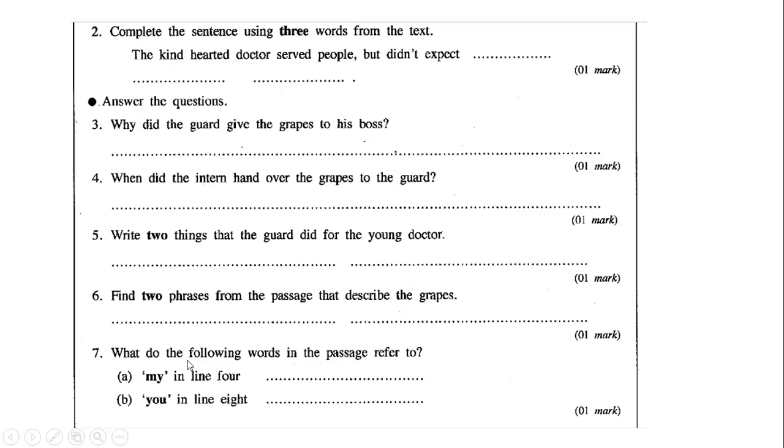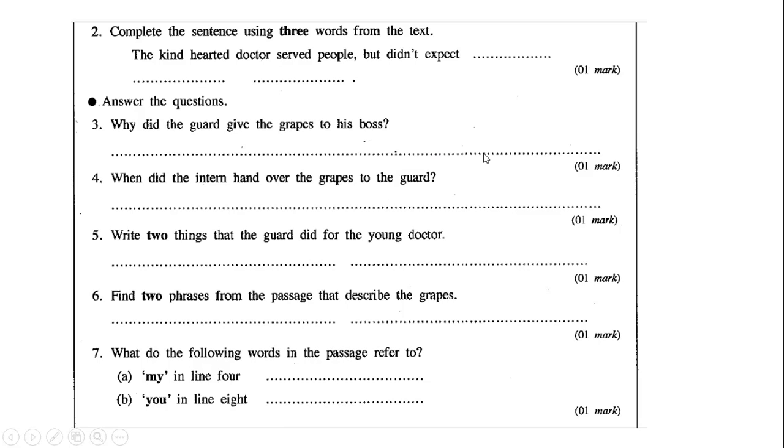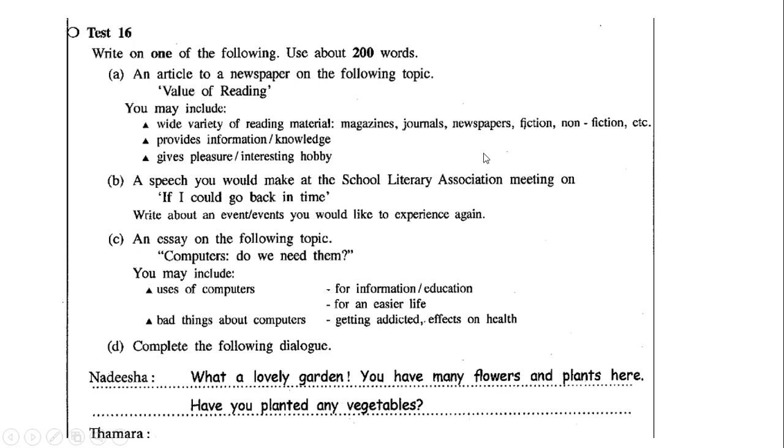7th one, what do the following words in the passage refer to? My in line 4 and you in line 8. Line 4, my. My means poor man's. Line 8, you. You means the guard. Altogether, there should be 8 marks for test 15.